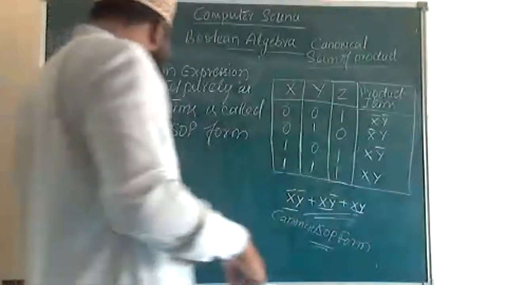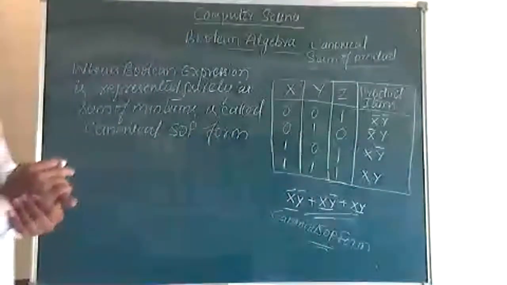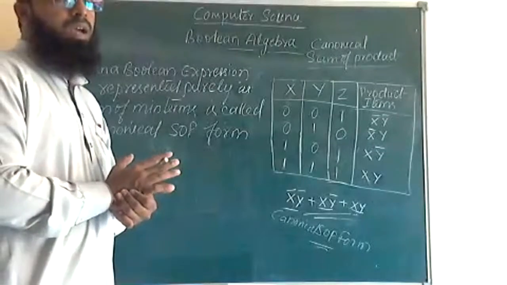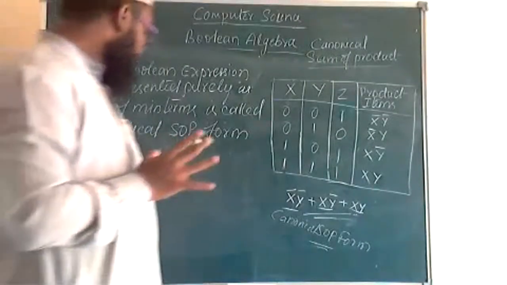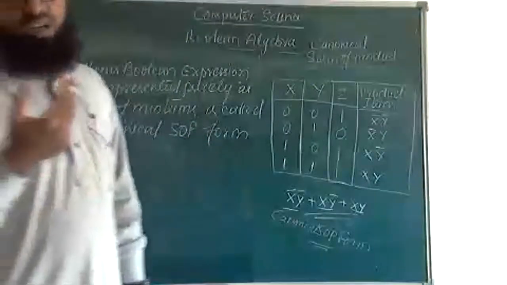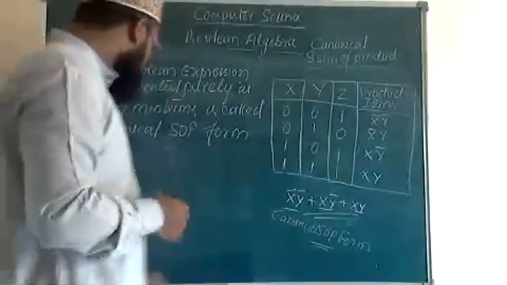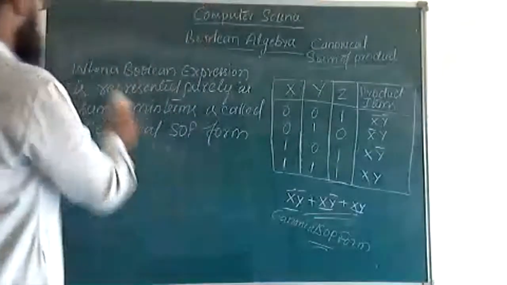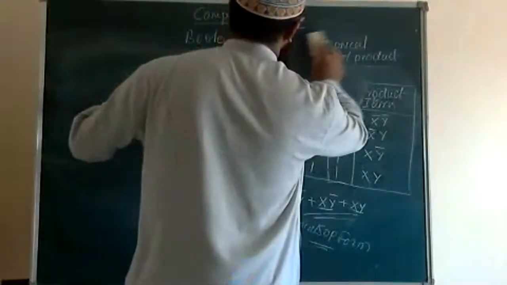Now we shall try to get a canonical SOP form for a 3 variable expression. We have solved for a 2 variable expression. Now we will try for a 3 variable expression.